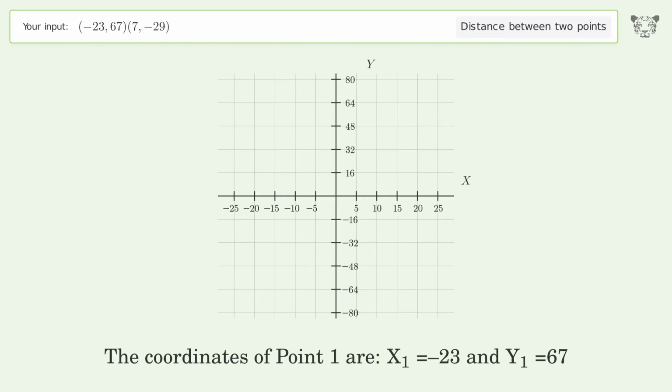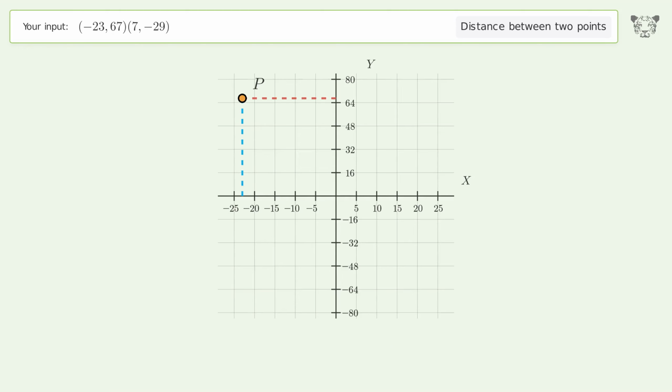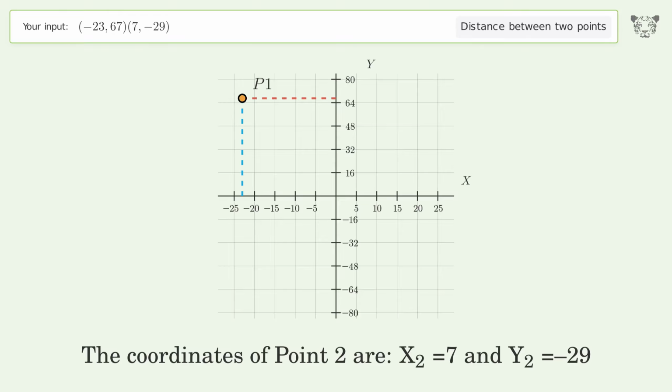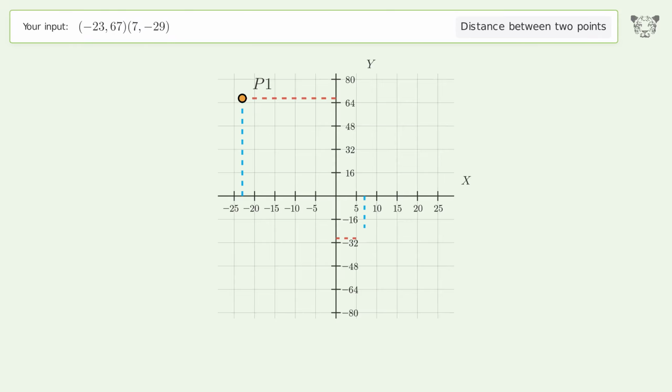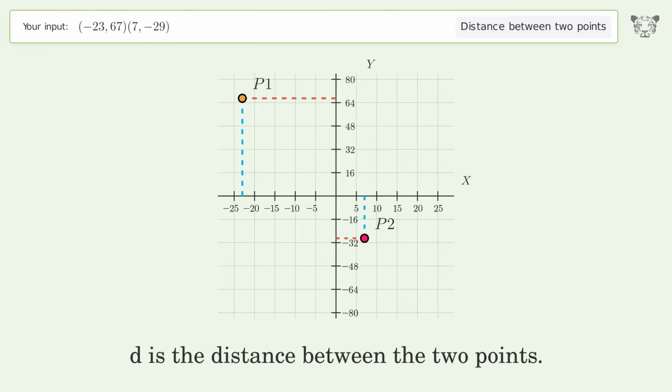The coordinates of point 1 are x1 equals -23 and y1 equals 67. The coordinates of point 2 are x2 equals 7 and y2 equals -29. D is the distance between the 2 points.